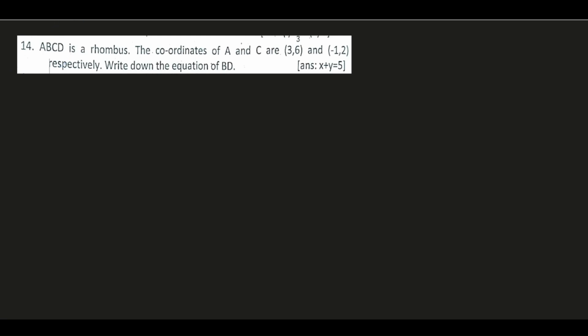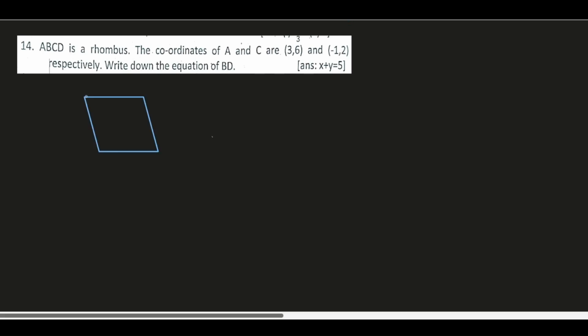So let's solve question number 14. ABCD is a rhombus. The coordinates of A and C are 3, 6 and -1, 2 respectively. So let's draw the rhombus first. This is A, this is B, this is C, and the fourth vertex, this is D.